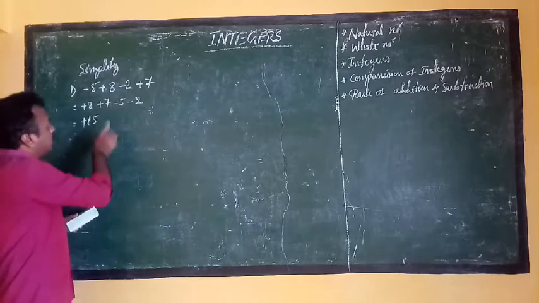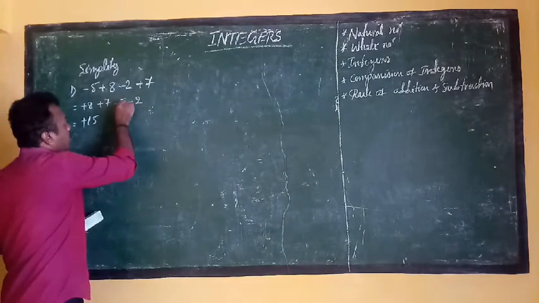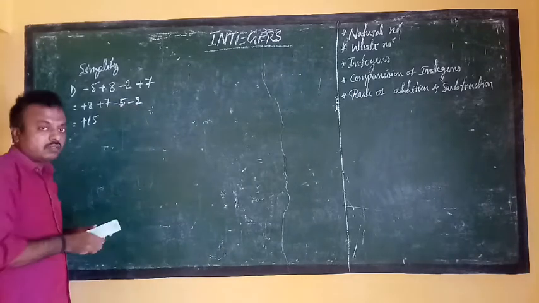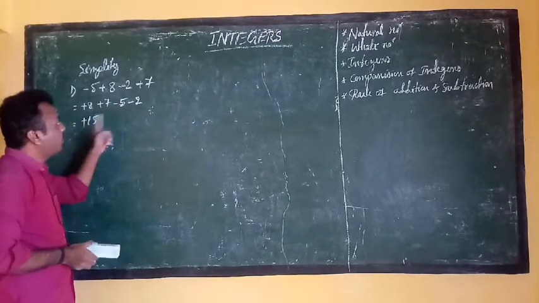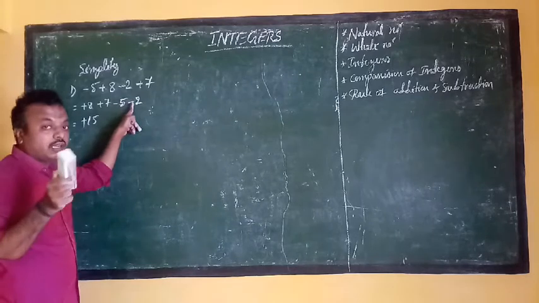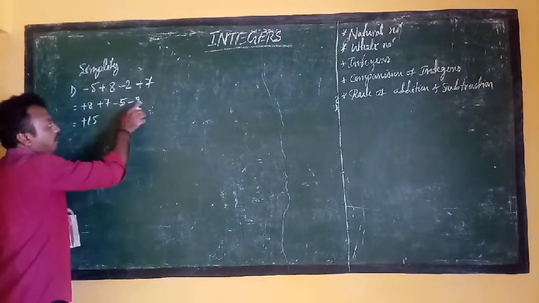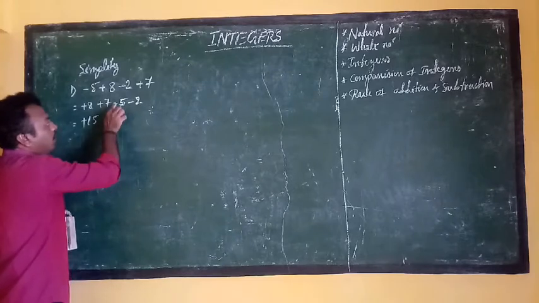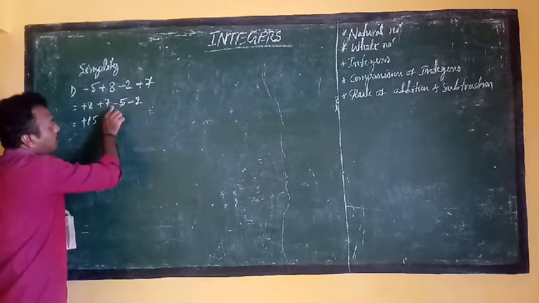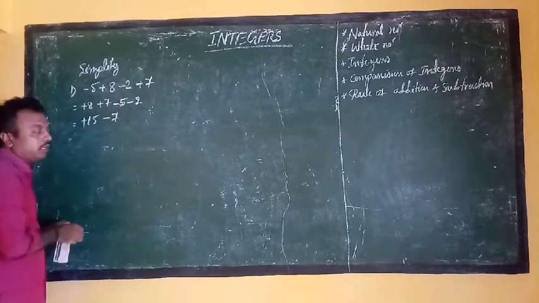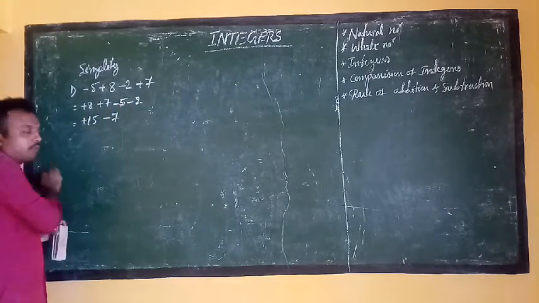Got it? Next, minus 5 is there, minus 2 is there. So minus 5 and minus 2 have the same sign. So what is the sign? Minus. Therefore when it is the same sign, we can do what? Addition. Correct. So 5 plus 2, how much? 7. Okay. After the addition, which is the sign here? Minus is there, so we put the minus. Here plus is there, so I will put the plus.